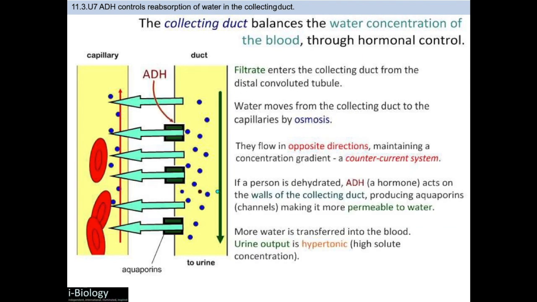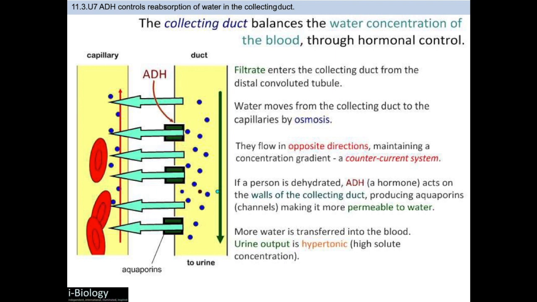If a person is dehydrated, so if they have not consumed enough water, they do not have enough water in their system, your body releases ADH, which is antidiuretic hormone. And that acts on the walls of that collecting duct and makes it more permeable to water.